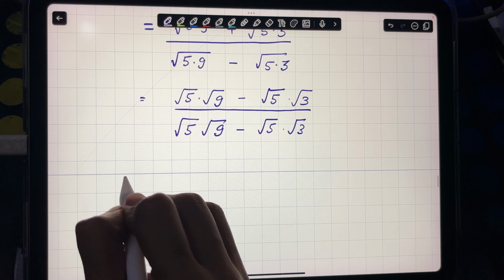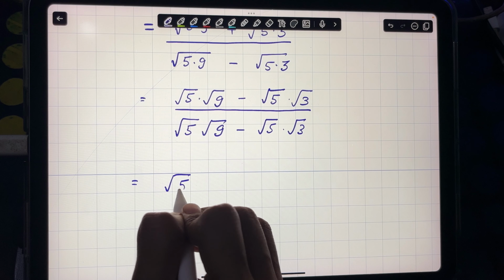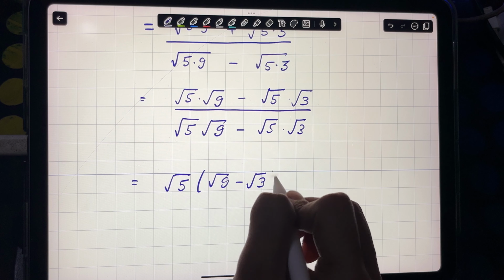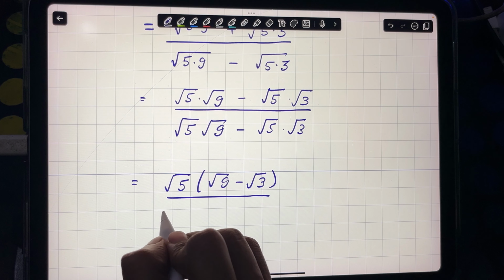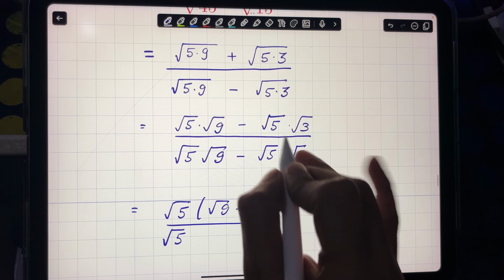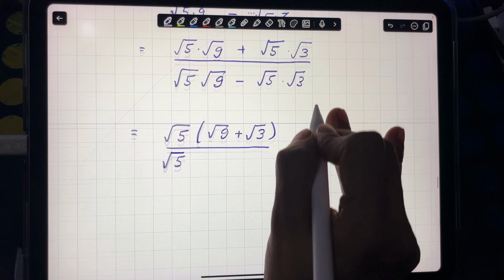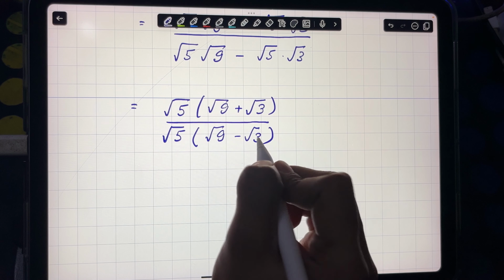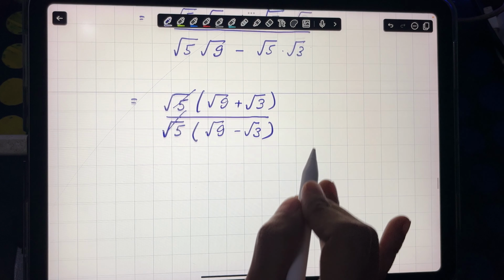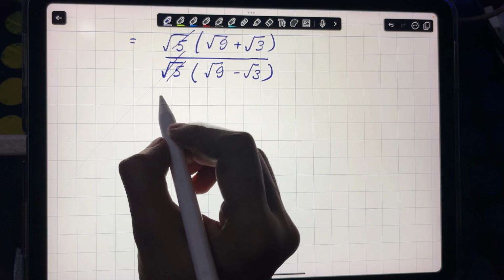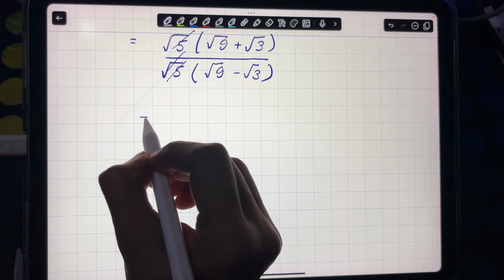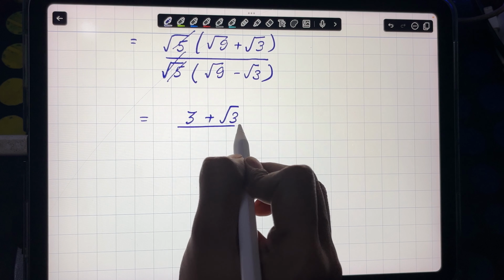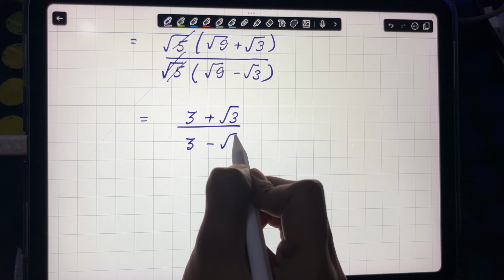Now take square root of 5 common and write square root of 9 minus square root of 3 upon square root of 5. Sorry, here it is plus. So it is plus times square root of 9 minus square root of 3. Now cancel the like factors. Now square root of 9 is 3. So 3 plus square root of 3 upon 3 minus square root of 3.